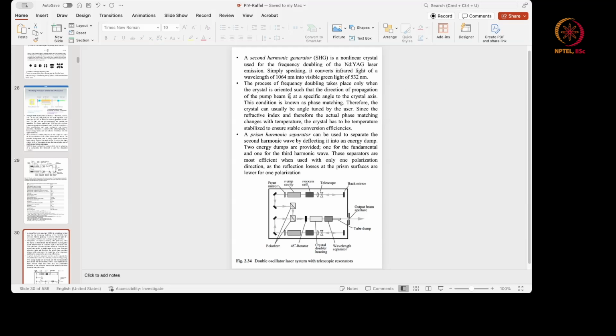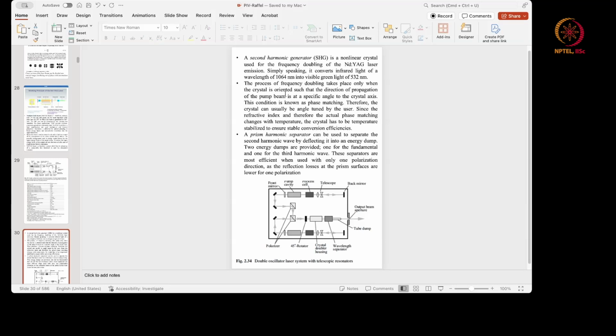So how does it happen? The process of this frequency doubling takes place when the crystal is oriented in the direction of the propagation of the pump beam, so that the direction of propagation of the pump beam is at a particular angle with respect to the crystal axis. Because this is a nonlinear crystal, this condition is called phase matching. Therefore, the crystal can usually be angle tuned by the user. So you can actually do the crystal tuning yourself. If you open it, you can see those crystals.